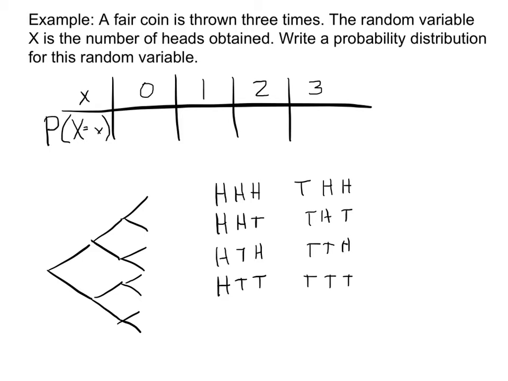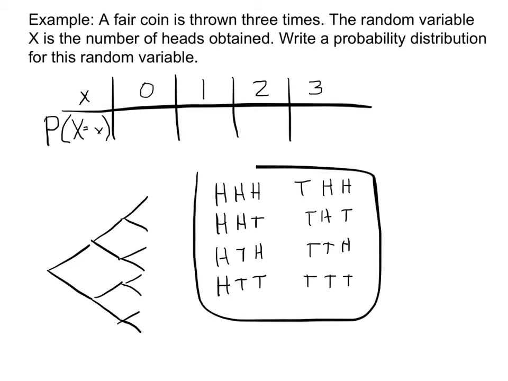Right? So now this, and if you guys remember from our earlier discussions, this thing here is called our sample space. These are all the things that can possibly happen when you flip a fair coin 3 times. So now let's look at this whole thing and figure out these probabilities.